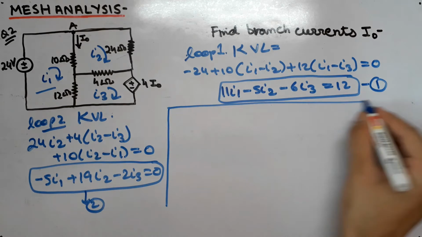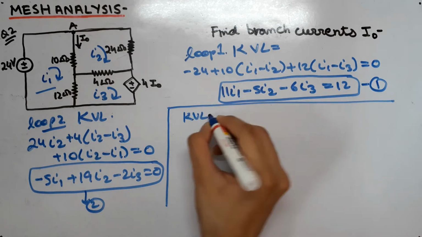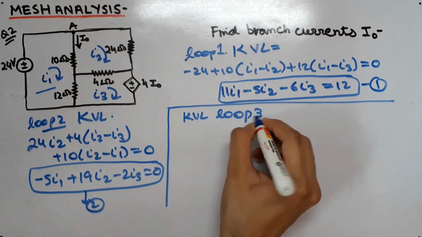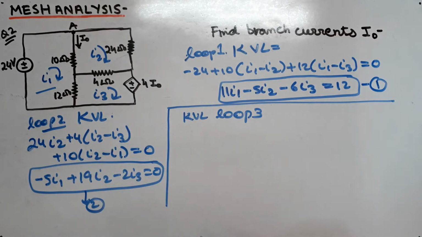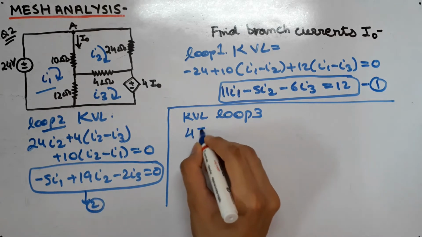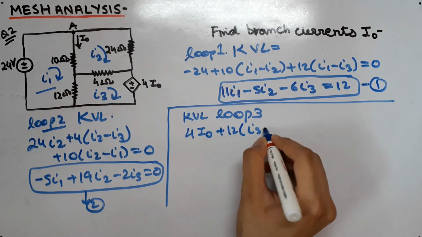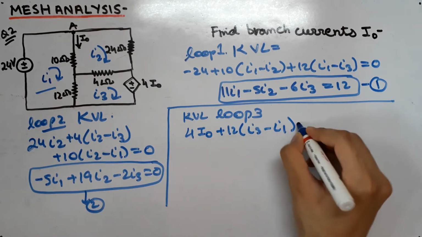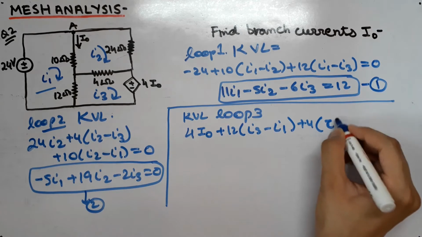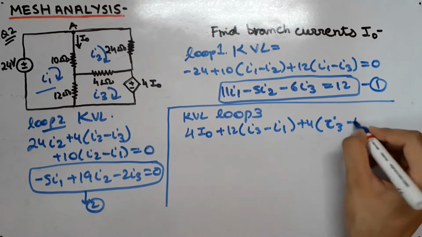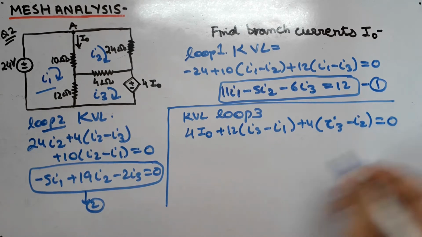Now similarly, we are going to apply KVL in loop 3, that is in this loop. From there we will get the equation as 4 I0 plus 12 into (i3 minus i1) plus 4 into (i3 minus i2) is equal to 0.